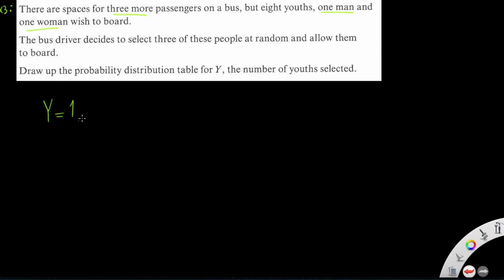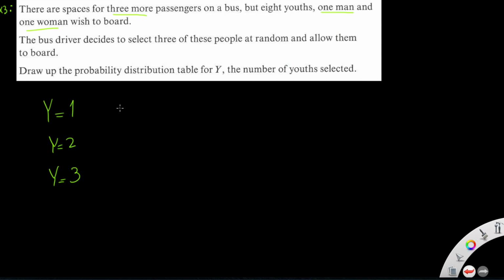Y cannot take the value of 0, because if 0 youth is selected, you have just one man and one woman left, which is 2. So you need to select at least one of these youth. Now, the second possibility will be 2. It means that 2 of these youth are selected plus one of these 2, man or woman. Or you can choose all 3 passengers from these youth, and no man and no woman. So Y will be 3.